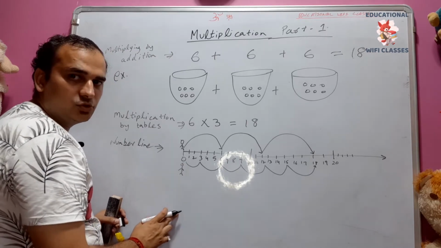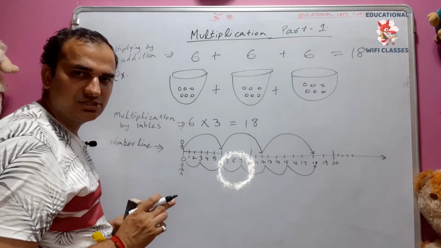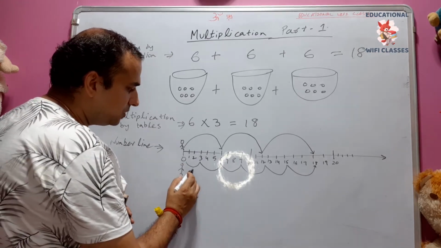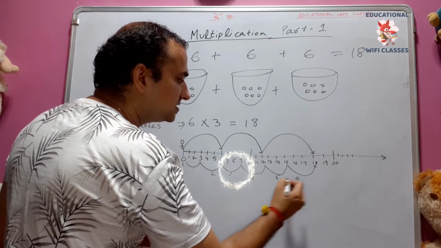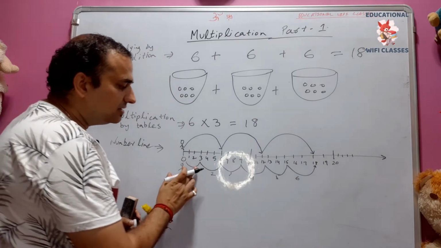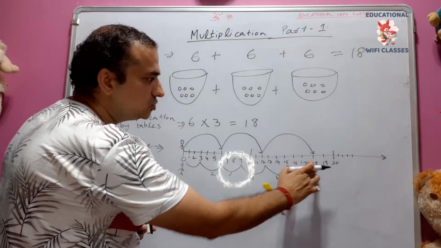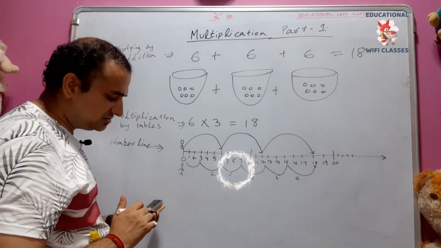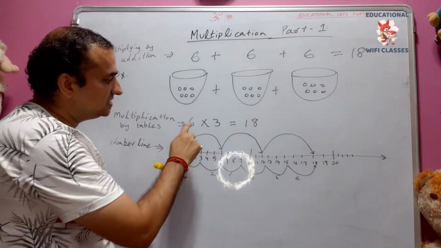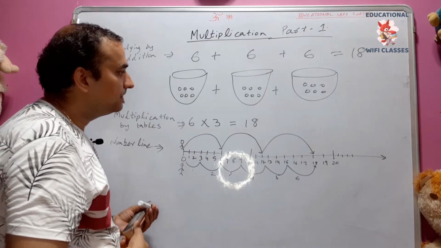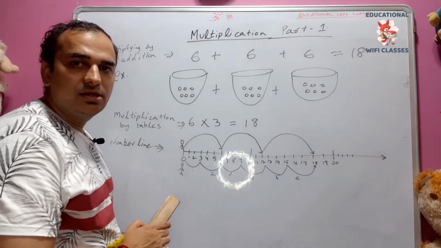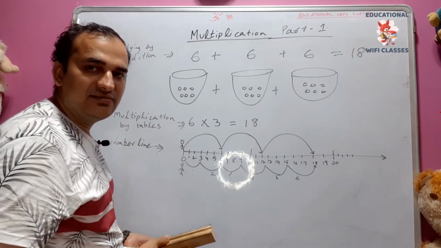But how many times did you jump by 3 steps? 1 2 3 4 5 6. So you can see you have jumped 3 steps 6 times, and then you reach 18. So jumping 3 steps 6 times to reach 18 is 6 times 3 or 3 times 6. You can go either way actually. I will explain this further when I explain the properties.